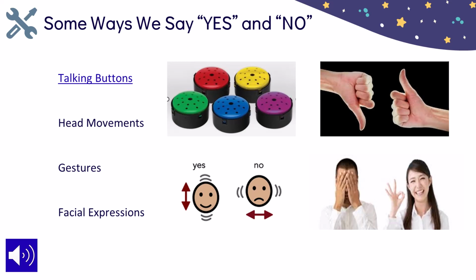There are many acceptable ways for students to indicate yes and no. Single message buttons, head shakes, facial expressions, thumbs up and thumbs down are a few that come to mind.